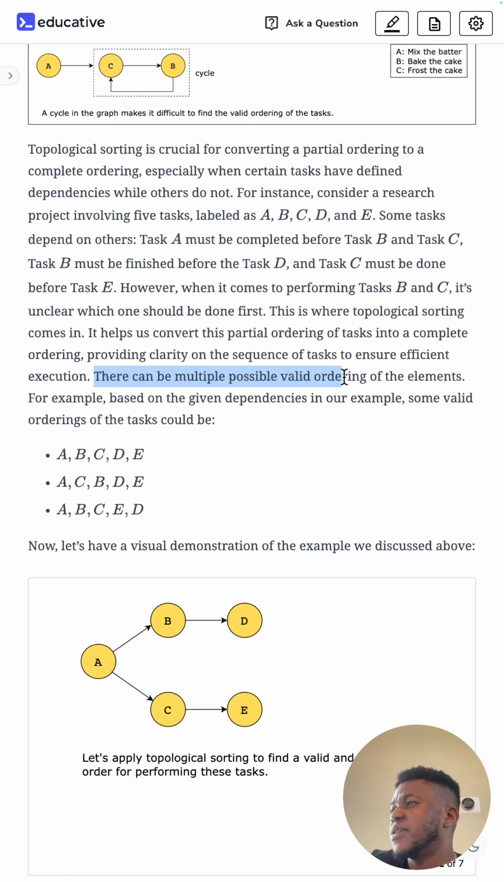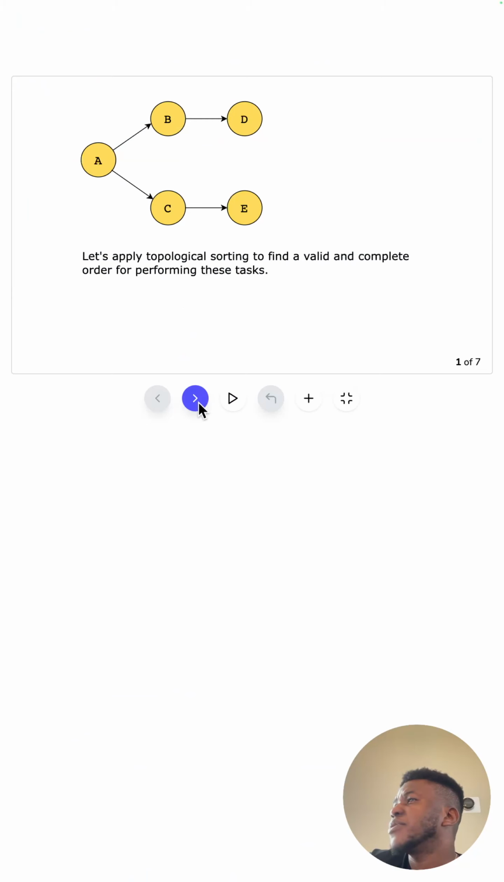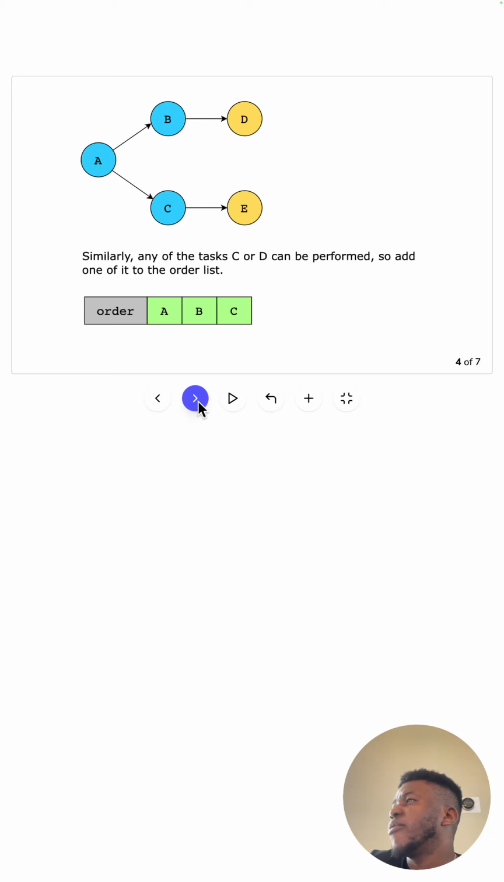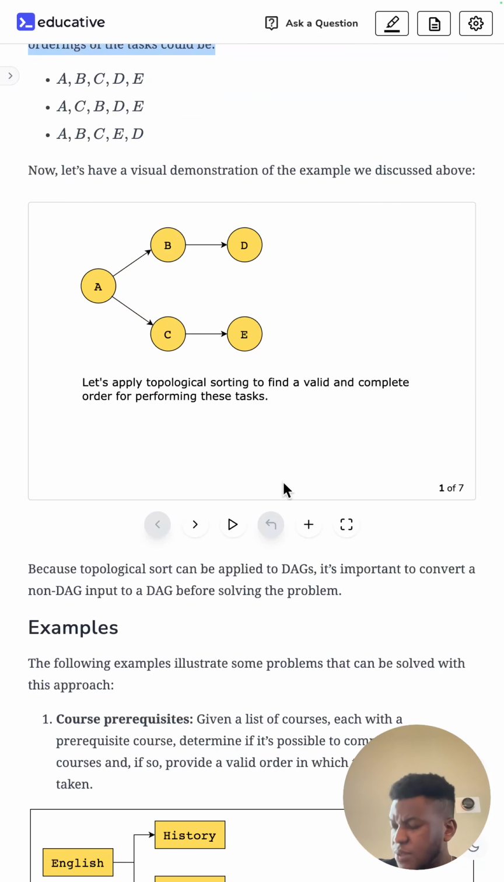For example, based on the given dependencies in our example, some valid orderings could be these, and they're all valid. And now this is a visual demonstration. So it can be this way, right? This is just one. B could have been before C without issue.